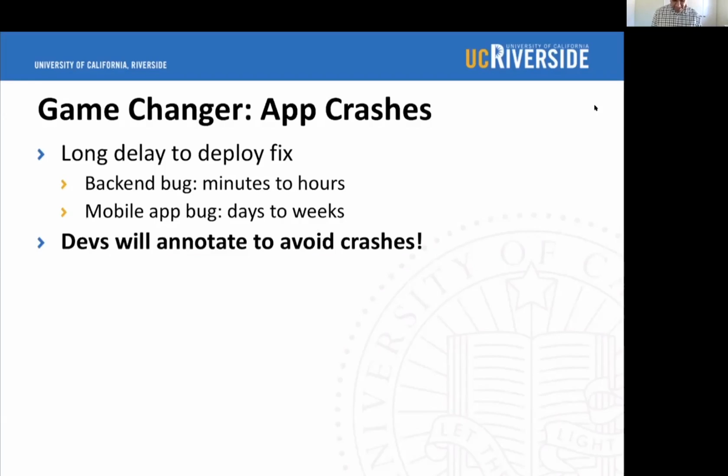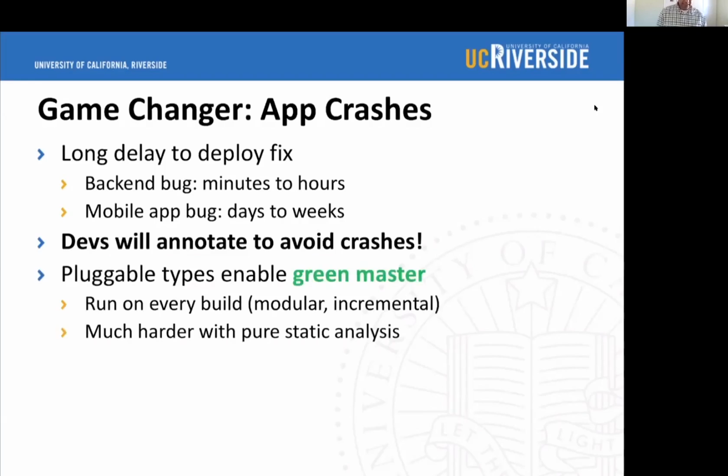And another advantage here that developers really like is that if you can get your pluggable type system running inside the compiler with low overhead, they enable what's called a green master, where basically if you check out the latest version of the code and you run your checker on that code, it should report 0 warnings. And we did actually get to that point for more than one type-based checker at Uber. So you can run these things on every build. They run fast because they're modular and incremental very naturally. And in my experience, achieving this level of checking with pure static analysis is very difficult.